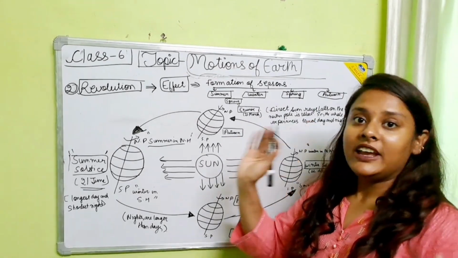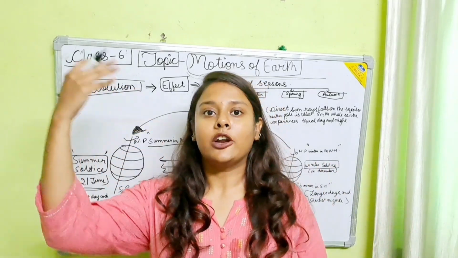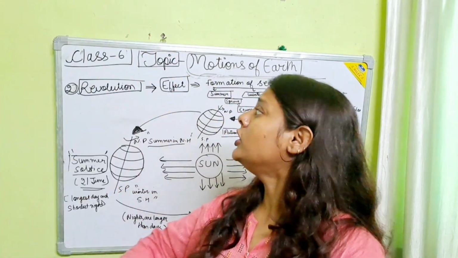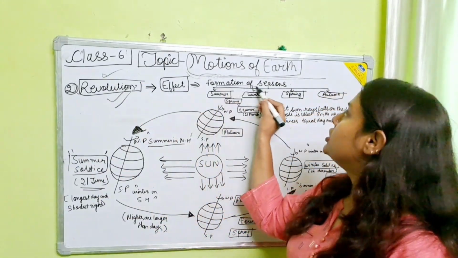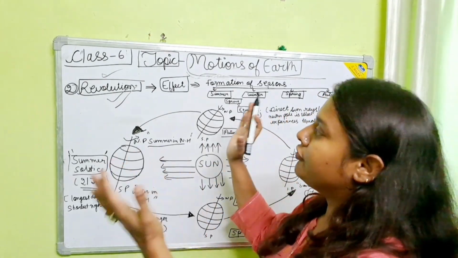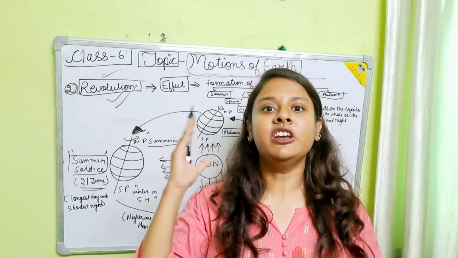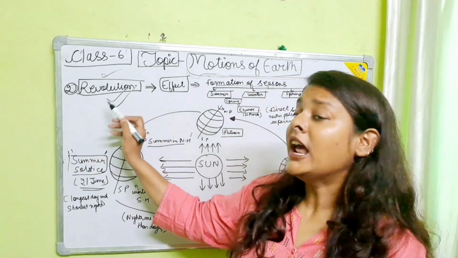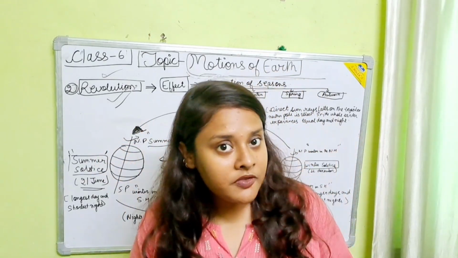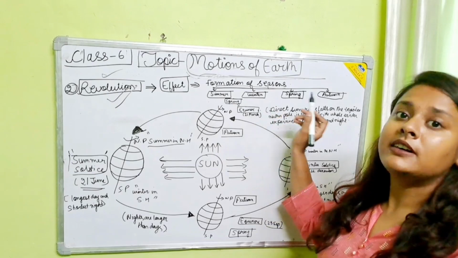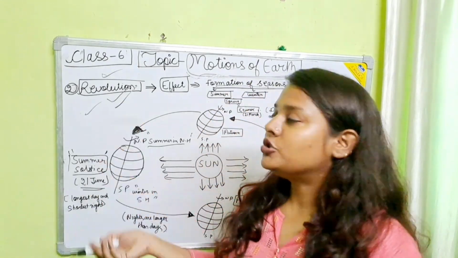Effects. We have studied what effects rotation causes. Occurrence of day and night is caused by rotation of the earth on its axis. Now when we talk about what effects or changes the revolution of the earth brings, it is the formation of seasons. Seasons are formed due to the revolution. When the earth moves around the sun in a fixed path or orbit, it is called revolution, and revolution results in the formation of seasons. In India, there are 4 types of seasons: summer, winter, spring and autumn. I hope it is clear now what effect revolution brings.